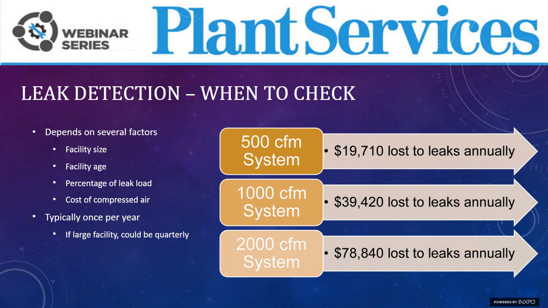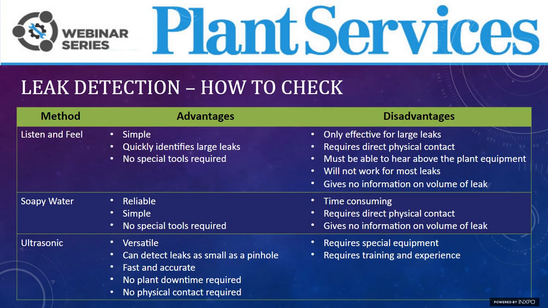The values you see here are based on 24/7, 365 days a year at 7 cents a kilowatt hour and 100 psi, as well as a 25% leak rate. So, just a ballpark number is pretty flabbergasting. Bottom line is, this is money that's directly in front of you, and it's ready to be added back to your bottom line. So let's talk about how we can fix some of these leaks.